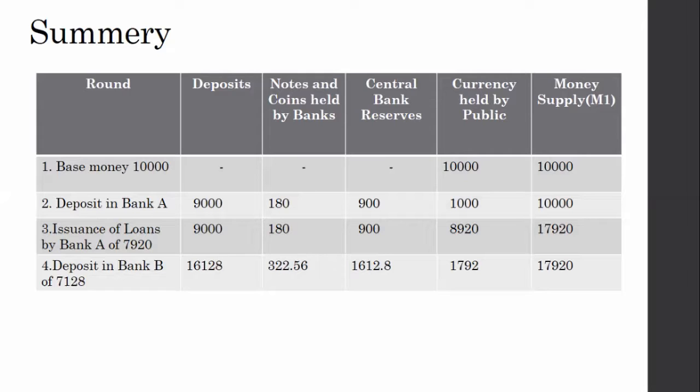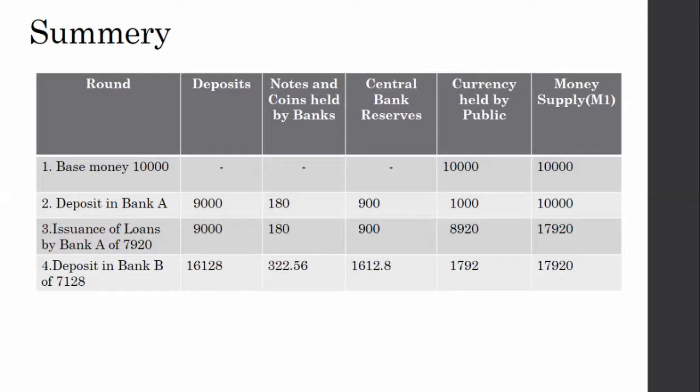Then what will be the money supply at the point 2? Again 10,000. 9,000 deposit plus the currency held by public, which is 1,000. Only 10,000. No difference so far. Now we come to the third step.